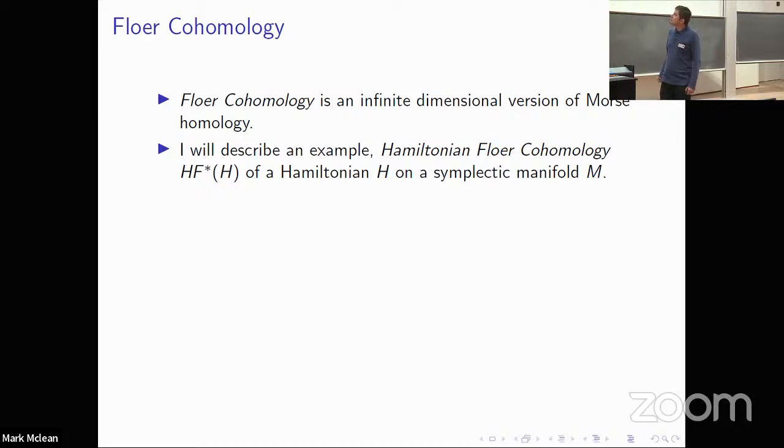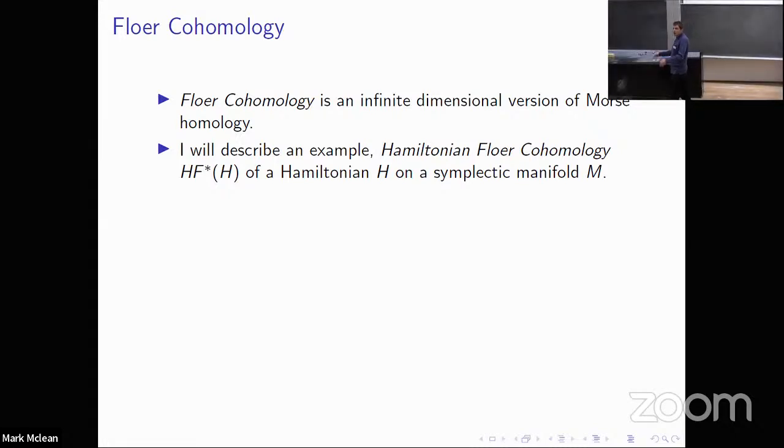So for Hamiltonian Floer cohomology, I start with some data. I start with a symplectic manifold M. This is a manifold with additional structure, which allows me to write down Hamilton's equations for classical mechanics. And then I have a Hamiltonian, which I use to describe the motion of my classical mechanical system, which is expressed as a flow of a vector field on the manifold M.